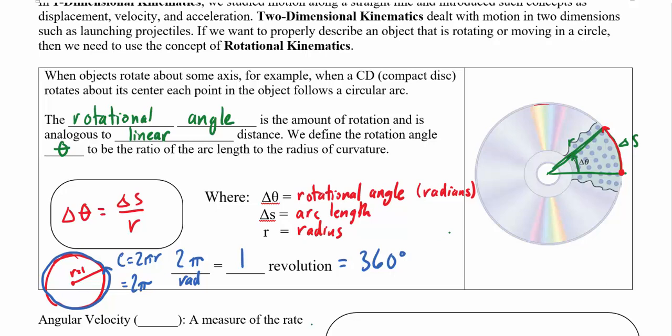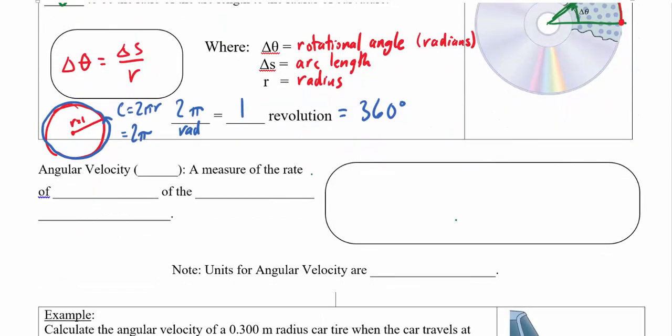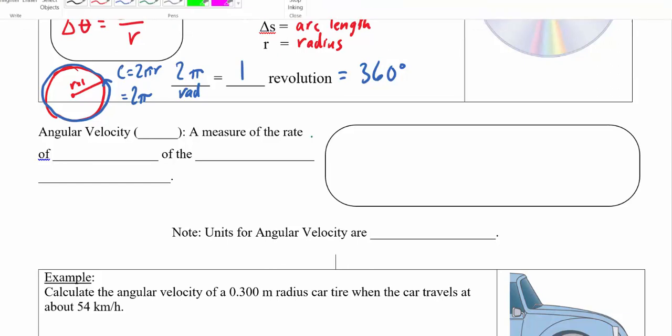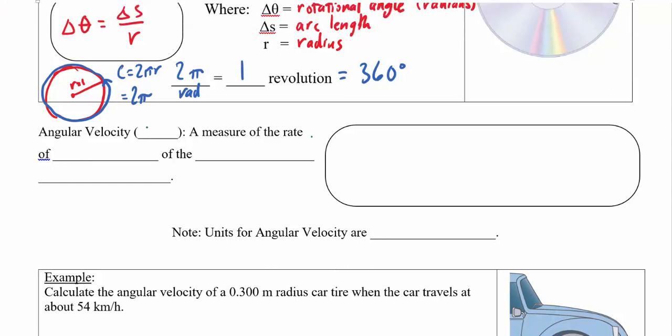So if the rotational angle gives us an idea of how far the object has rotated, the displacement, if you will, then the angular velocity gives us a measure of how fast. And so the symbol for angular velocity is omega, which just looks like a fancy W. And it's just the measure of the rate of change of the rotational angle. So how quickly the rotational angle is changing.